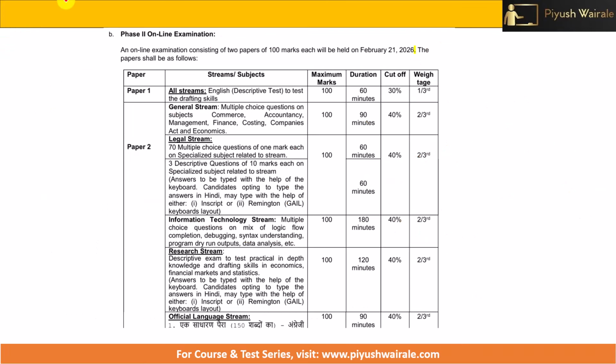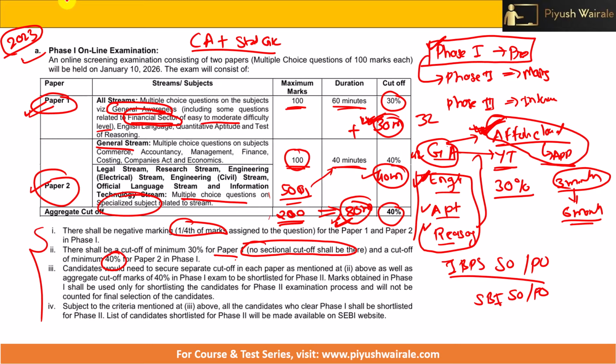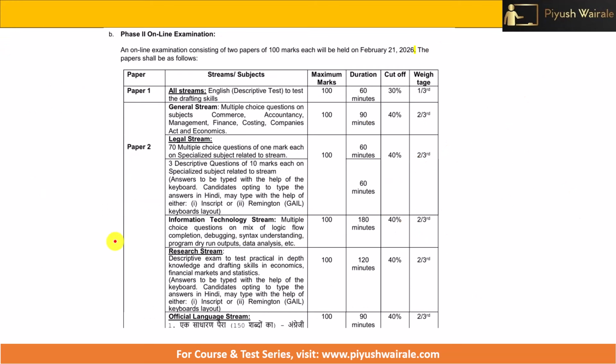Okay, so I hope the exam pattern is clear for phase 1. There are 100 marks for paper 1 and 100 marks for paper 2. You have to get 30% in paper 1 and 40% in paper 2. Together, out of 200 marks, you have to get 80 marks. That is 40% minimum. Okay, that's it. You will qualify phase 1. That's it. Now let's discuss phase 2 here.